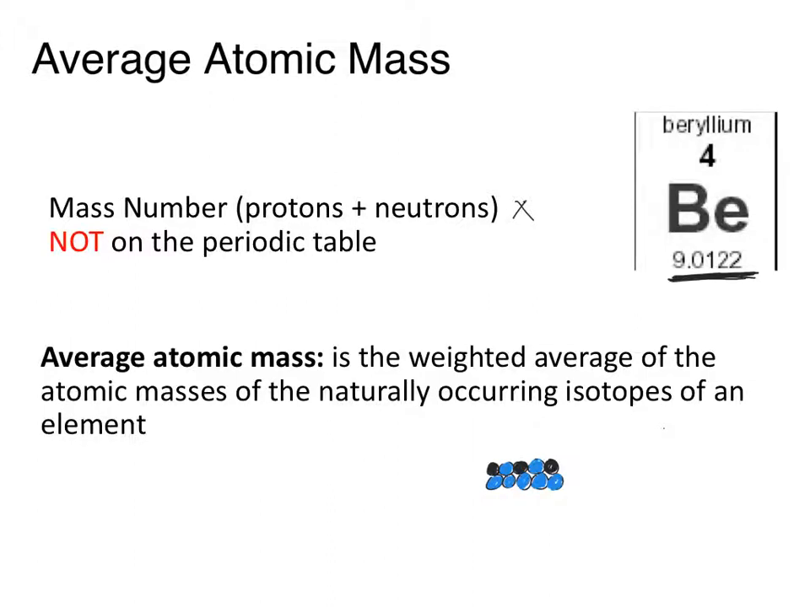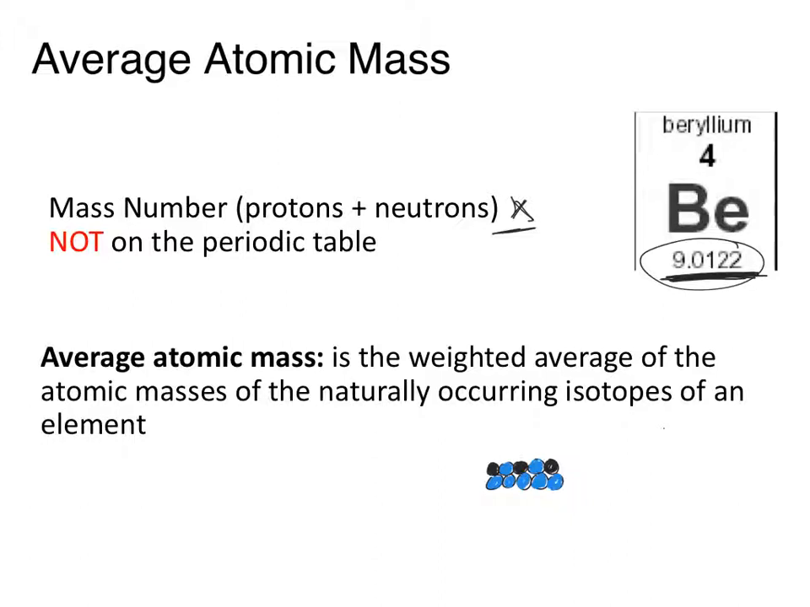So a major difference to help you differentiate between the average atomic mass and your mass number is that your mass number is always going to be a whole number because it's your accounting number, while this number is usually going to have some decimal places because it's an average.